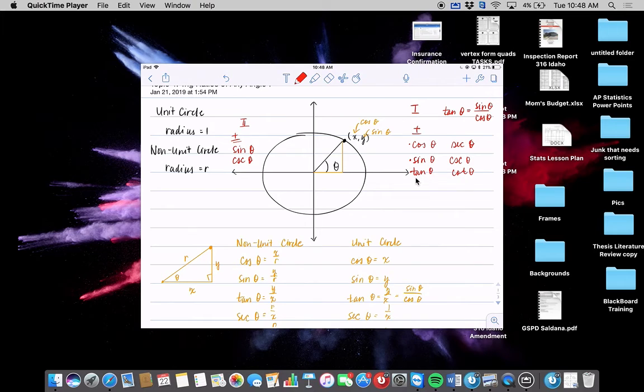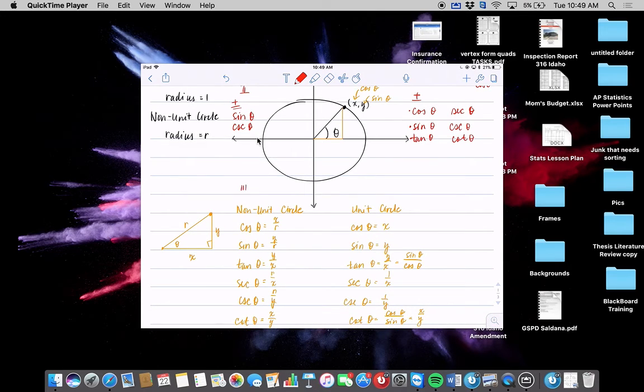Now let's look at tangent. Tangent, like I said earlier, is defined as sine of theta over cosine of theta. If cosine of theta is negative in quadrant 2, then you're going to have a positive over a negative, right? Because sine is positive. And a positive divided by a negative is a negative. So tangent is not positive in quadrant 2.